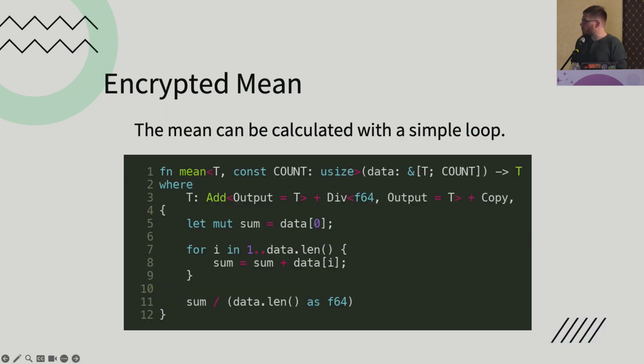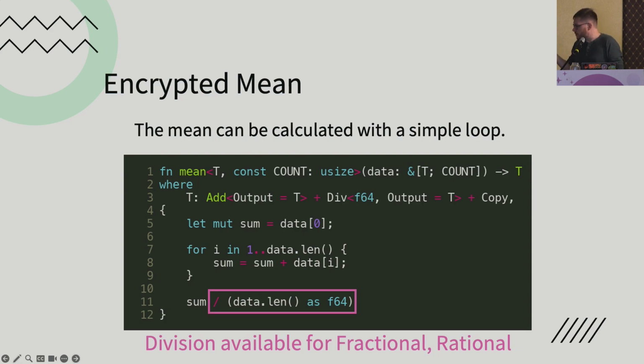So in this case, we'll go through the code a little bit. It should look pretty familiar to the sum case. This is the equivalent to the sum case where we have a generic function where we're taking out the first value and then we're adding into that value as a temporary storage. The difference here is that now we also have an additional constraint by this divide by F64. So now we're saying not only do we need types that support add, we also need types that support division by floating points. And then you can see here that we actually do perform that. When you're doing the mean, it's the sum of all the values divided by the number of values. So we are able to do this if we use either a fractional or a rational type.